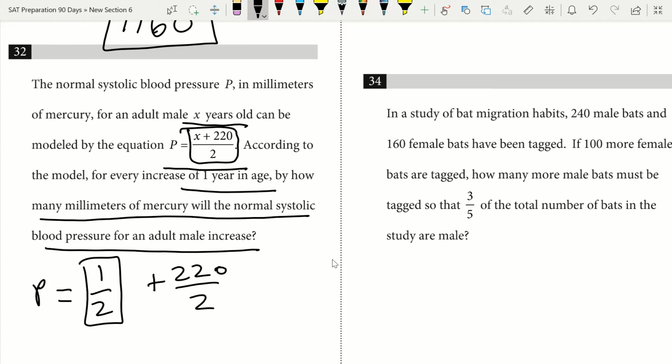That one right there is pretty easy. All we have to do is make sure that we understand that if we have this X over 2 right here and we increase X by 1, that means we're increasing P by 1/2. So just understanding that that X over 2 is the relationship we're really concerned with there. That one's not too bad at all.